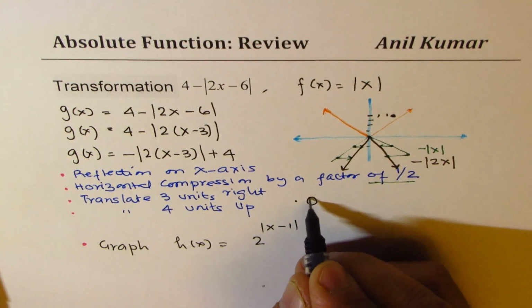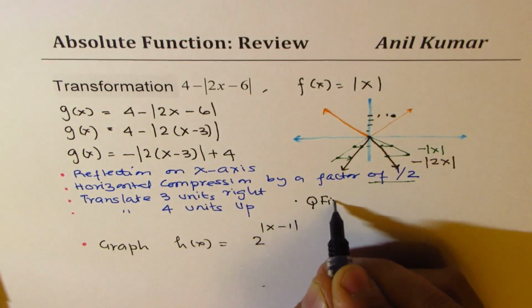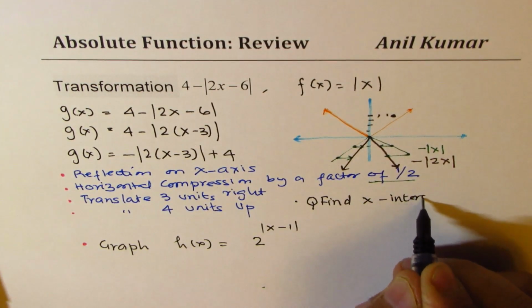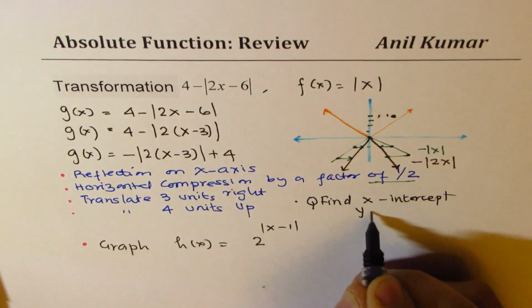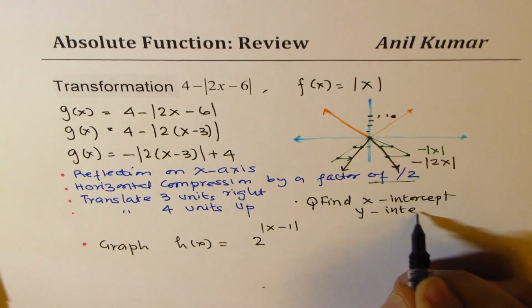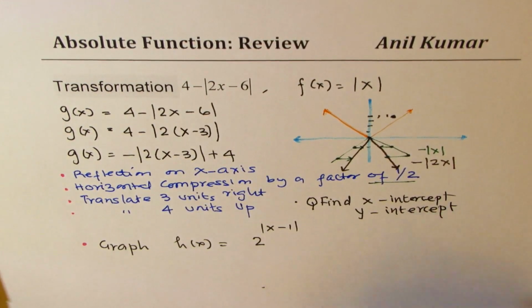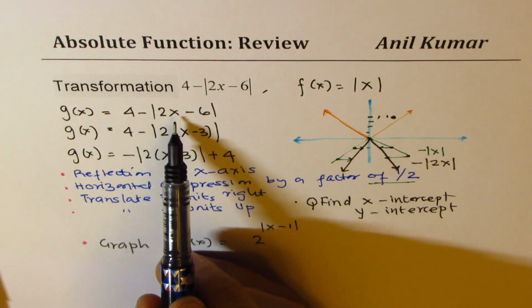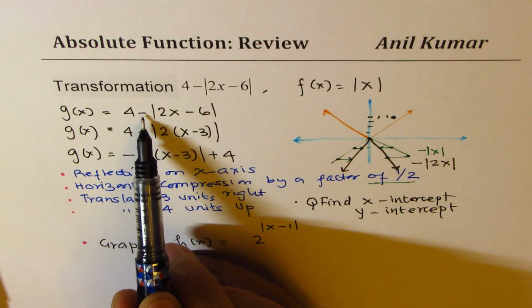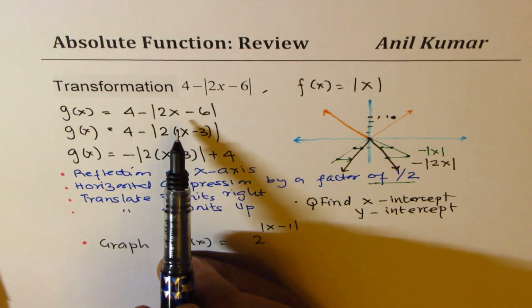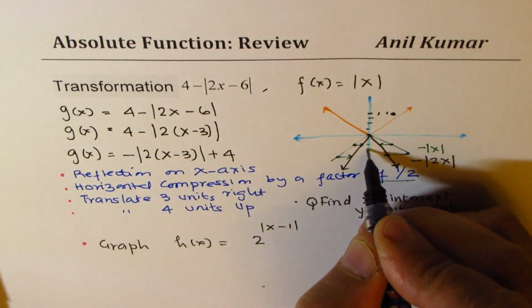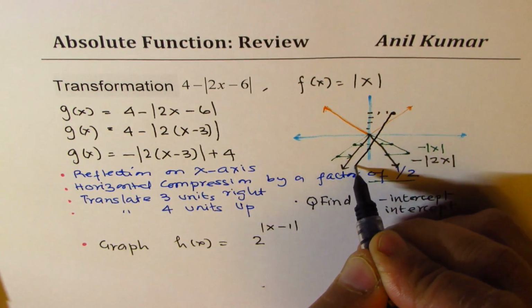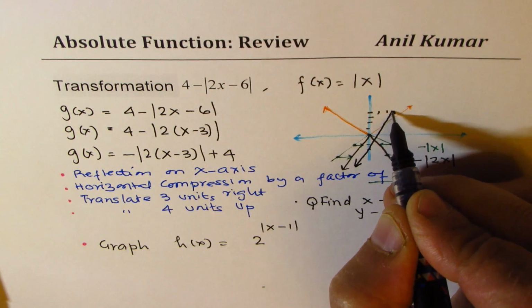Let's see. So the question for you is, find x intercept and y intercept. So that is an exercise for you. You understand x and y intercepts. If I substitute 0 here, what do I get? I get 4 minus 6, which is -2. So this graph will go through -2, right? So I could now sketch this using this information.